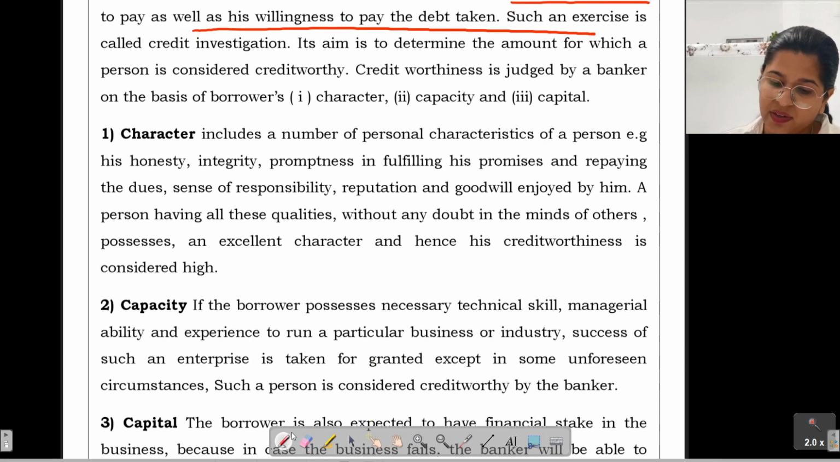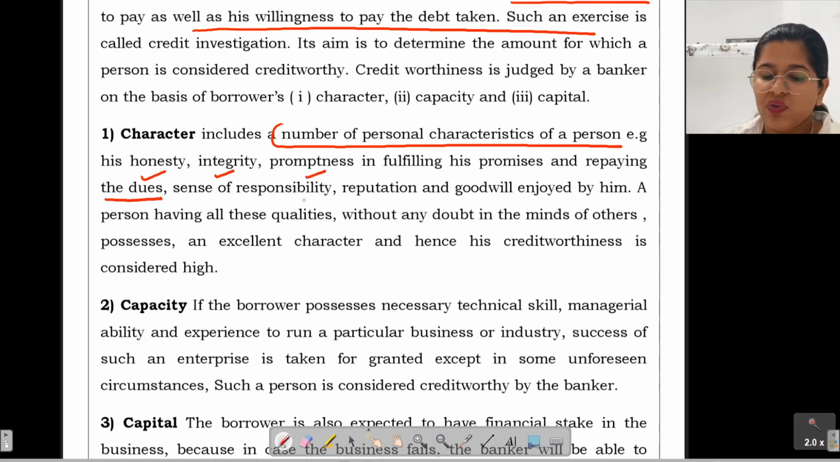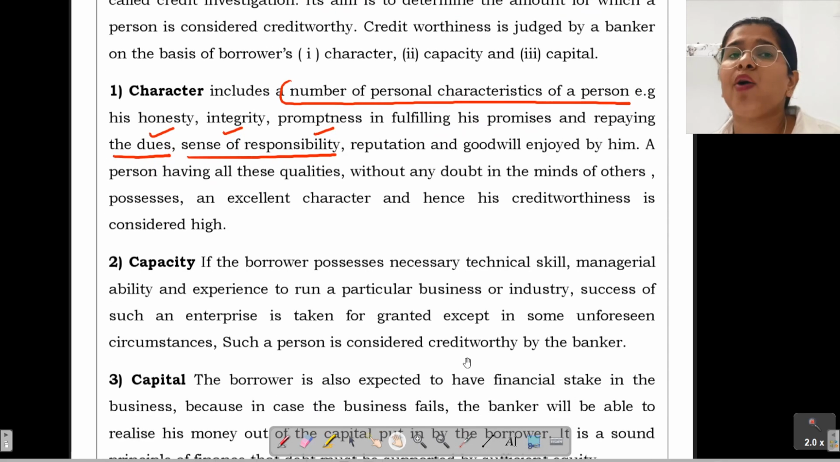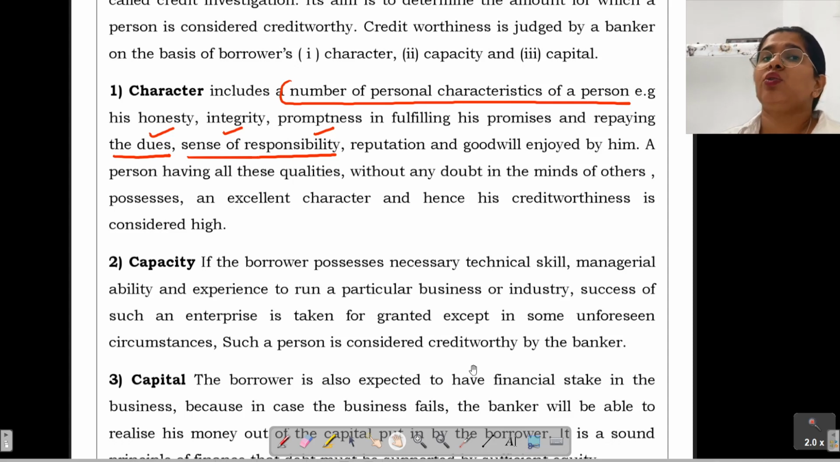First of all, the character. So it includes a number of personal characteristics of a person like the honesty, integrity, promptness, etc. Whether the person repays the dues, there is a sense of responsibilities, etc. Right? If the person has the character, then the bank, and how does bank get to know about the character? Obviously through the transactions, what has been the past history of the borrower, ठीक है? So past history के बेस पे जो है character को judge किया जाता है.